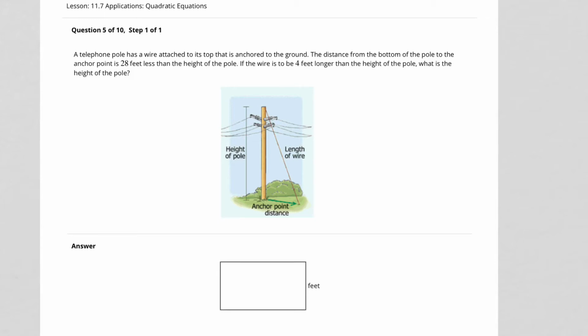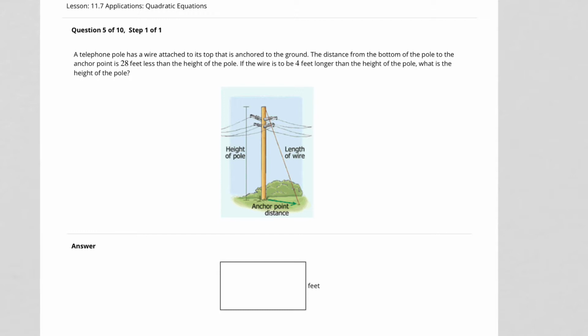A telephone pole has a wire attached to its top that is anchored to the ground. The distance from the bottom of the pole to the anchor point is 28 feet less than the height of the pole. If the wire is to be 4 feet longer than the height of the pole, what is the height of the pole?